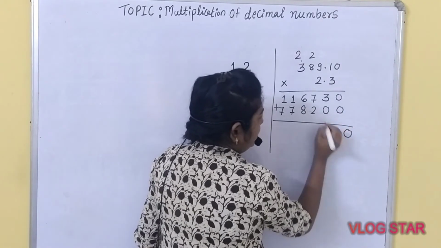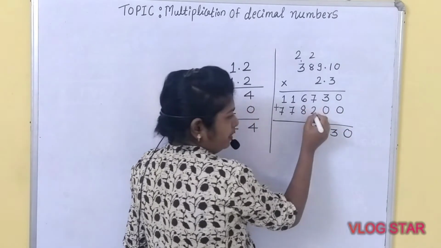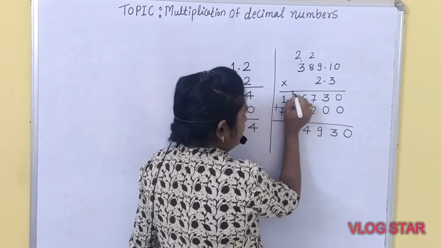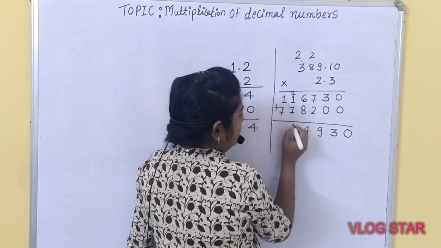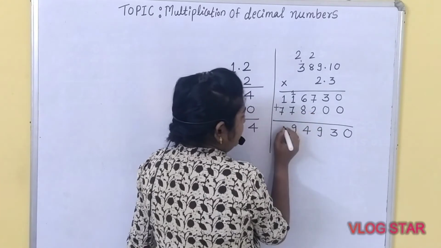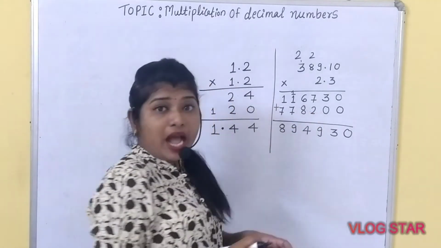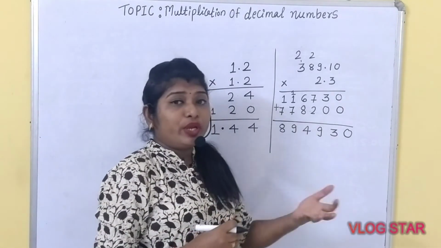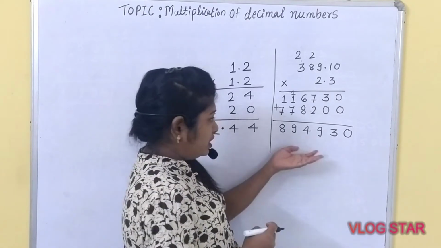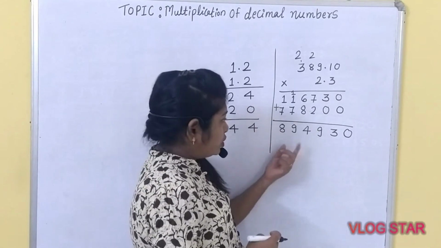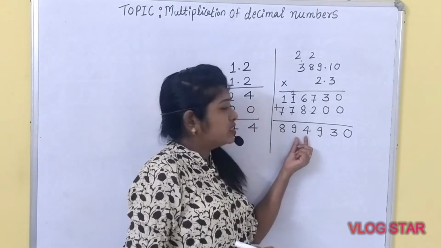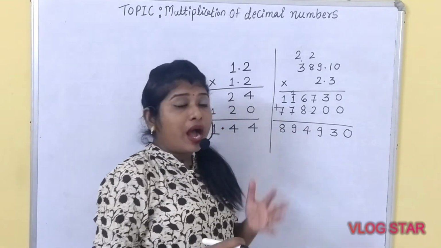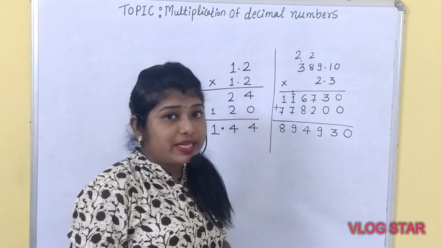0, 3, 9, 7 plus 2 is 9, 8 plus 6 is 14, carry will generate, 7 plus 1 is 8, plus 1 is 9, 7 plus 1 is 8. Now we need to assign the decimal point. So how are you going to assign the decimal point for this particular answer? Whether you are going to place it in between these two numbers, in between these two numbers, or in between these two numbers. So how are you going to place that particular decimal point?